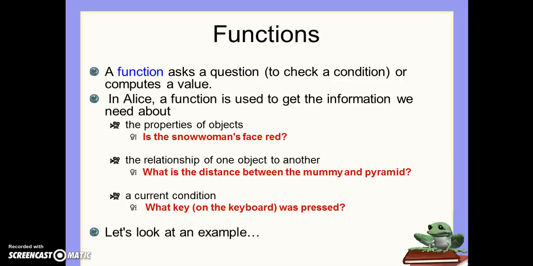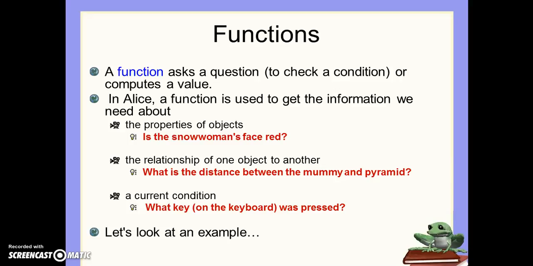First of all, is the snowman's face red? Is that true or is that false? The relationship of one object to another: what is the distance between the mummy and the pyramid? Asking a question, trying to get an answer. A current condition might be what key on the keyboard was pressed. These are all different ways of using functions to get the program to execute the way that we want.